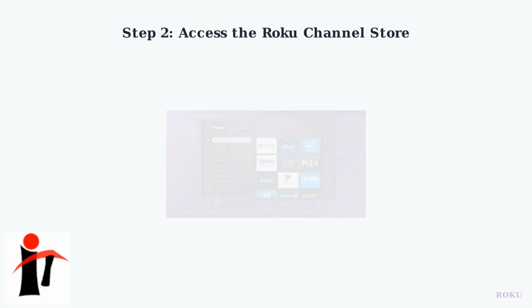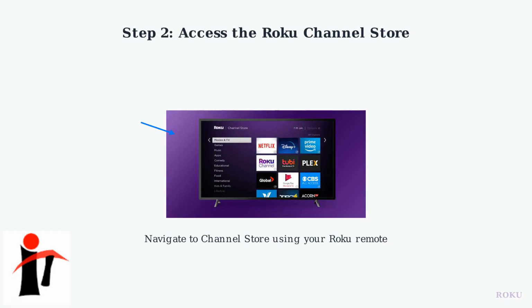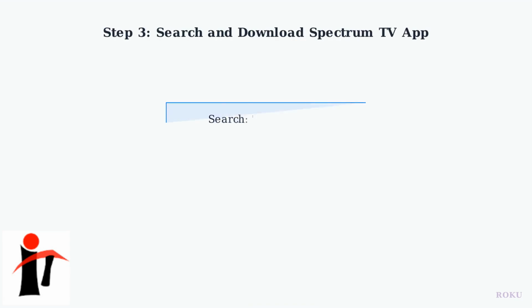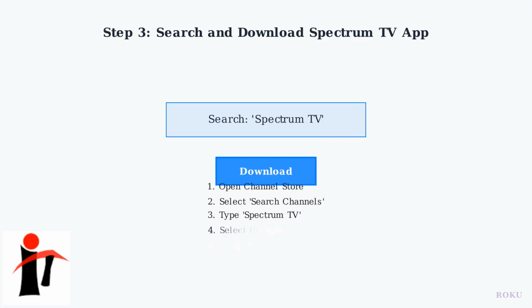Now let's access the Roku channel store. Using your Roku remote, navigate to the home screen and select the Channel Store option. You'll see an interface similar to this one. In the Channel Store, use the search function to look for Spectrum TV. Once you find the app, select it and choose the download option to install it on your Roku device.